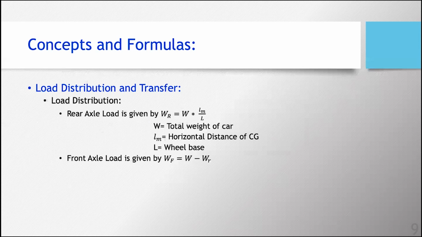So the formula which is used to calculate this rear axle load is W into Lm by L. Here Lm is the horizontal distance of the CG from the center of the front tire. And the wheelbase, as we know, is the center to center distance from front to rear tire. After getting the rear axle load, we can subtract it from the whole weight of the car and we'll get the front axle load.